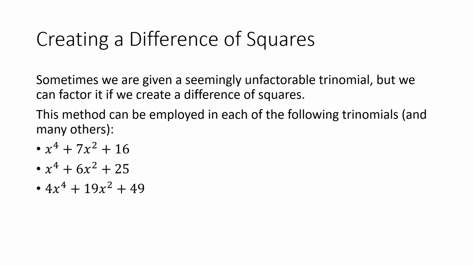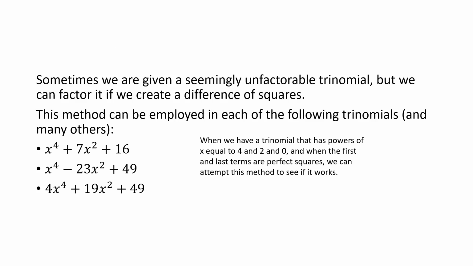So x to the 4 plus 7x squared plus 16, x to the 4 plus 6x squared plus 25, 4x to the 4 plus 19x squared plus 49. Each of those on first glance may look unfactorable. But when we have a trinomial where the exponents of x are 4 and 2 and 0, and the first and last terms are perfect squares, we can attempt this method to see if it works.